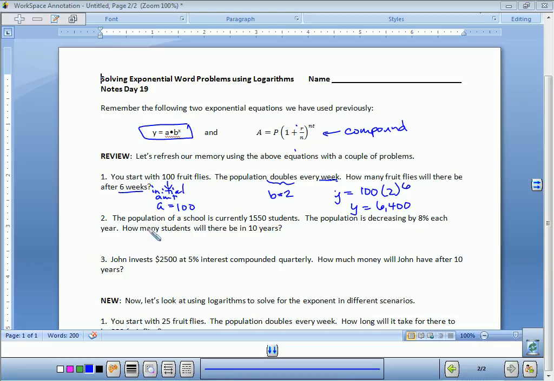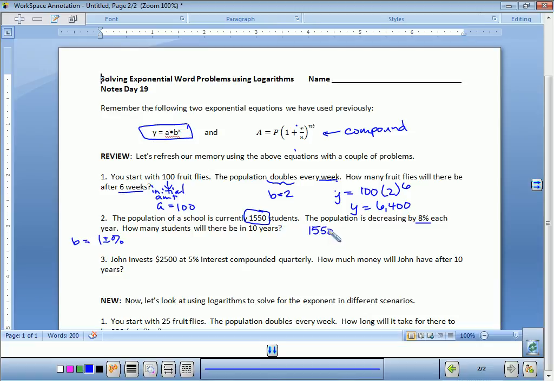Number 2 is about a population decline by a percentage. And when we have percent growth or percent decay, our multiplier, that B, is going to be 1 plus or minus the percent, depending on which scenario we have. This time we have decay because we are decreasing. So this 1550 is our initial amount. That's our A. It is decreasing by 8%.